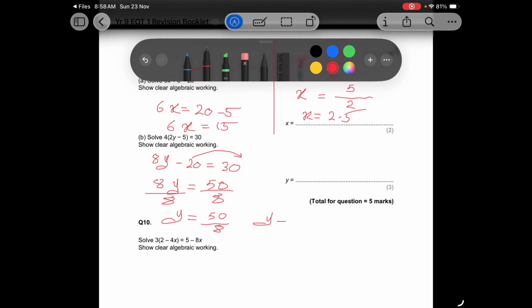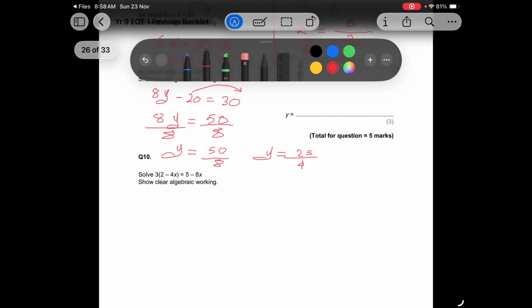Y equals, over 2, is 25 over 4, because divide by 2 by 2, 50 by 2 is 25, 8 by 2 is 4, 25 over 4. You can use calculator to do this. Okay, you can keep it fraction or convert this to decimal. Both are fine, both are correct.